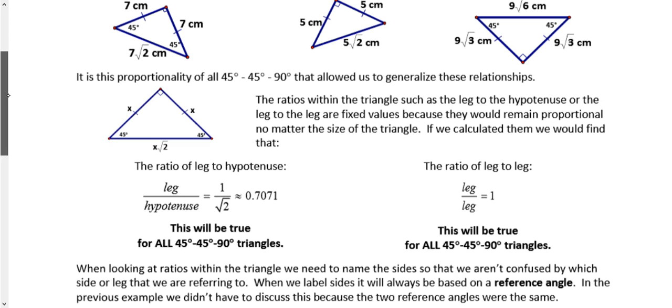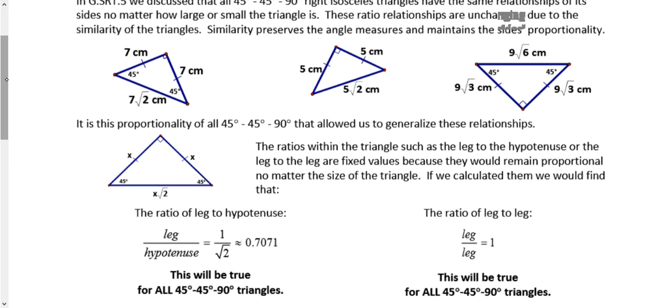So let's take a look at these triangles. That's a 45, 45, 90, right? What's the ratio of the two legs to each other? What to what? The ratio. In this case right here. 7 to 7. In lowest terms, it'll be what to what? 1 to 1, right? Let's take a look at this differently sized 45, 45, 90.